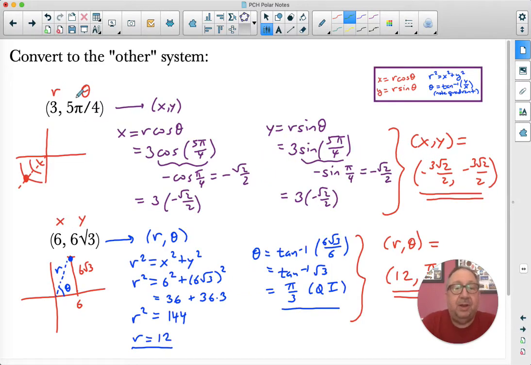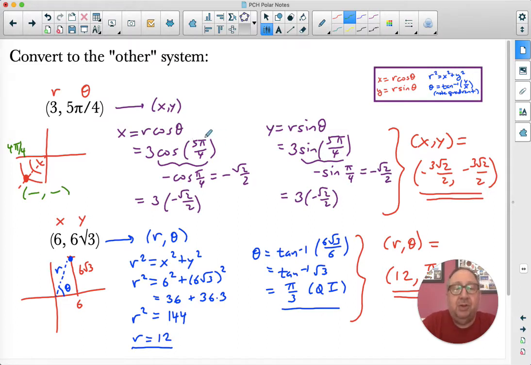Next example, another r and a theta. Again, direct application of the two formulas, r cosine theta, r sine theta. I made a little sketch though. 5 pi over 4 is just past, as we know, 4 pi over 4. So we're in the third quadrant. And in the third quadrant, sine is negative, cosine is negative. So knowing in advance we should be getting a pair of negatives, it just helps.